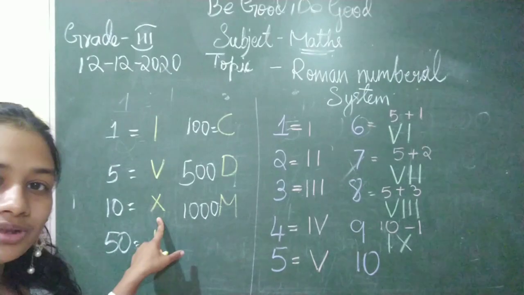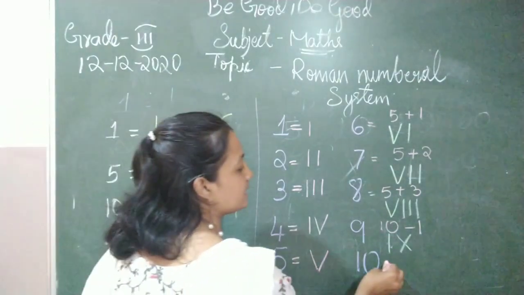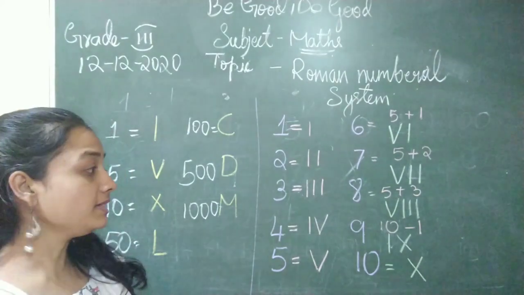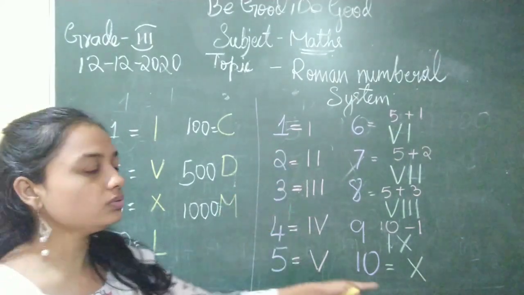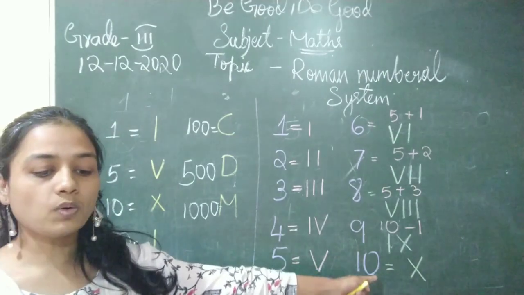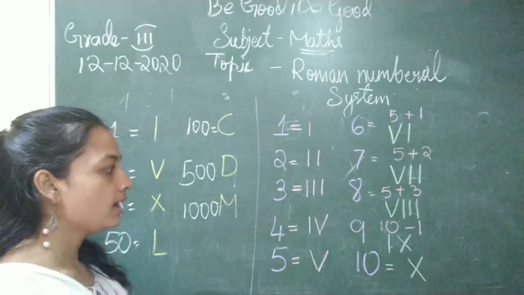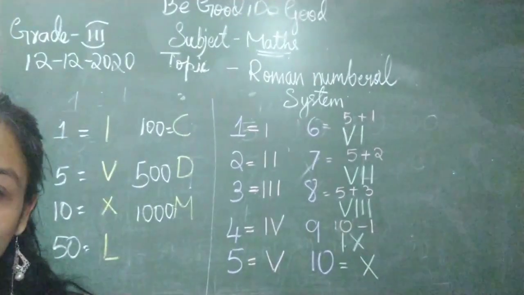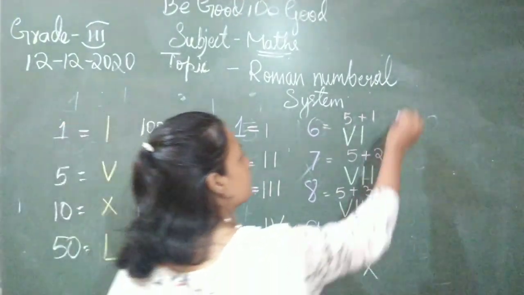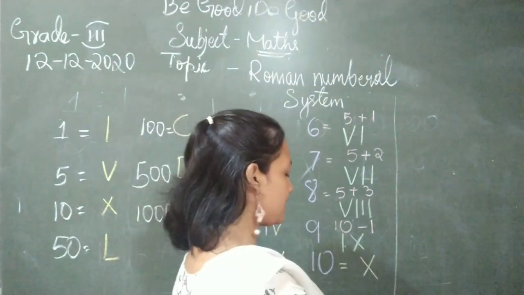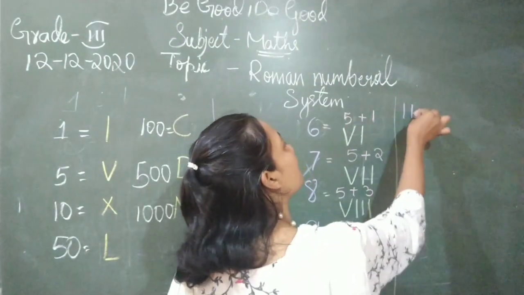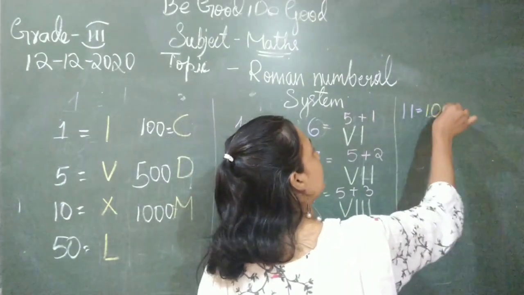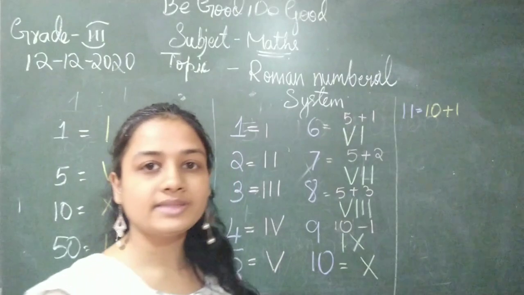Now, how to write 10? Directly you have the symbol for 10. 10 is written as X. So, this is numbers from 1 to 10. So, now let's go for 11. How do you write 11, children? You write 10 plus 1 is 11, right? So, now I take 11. 11 can be written as 10 plus 1.